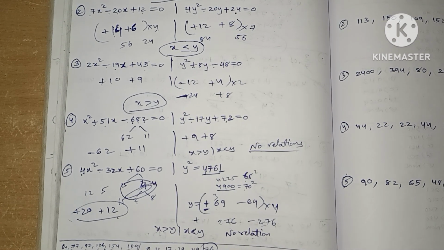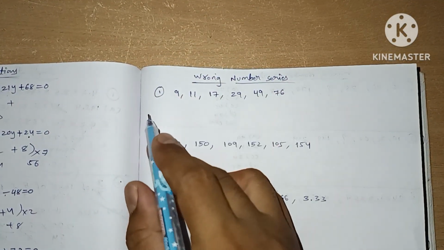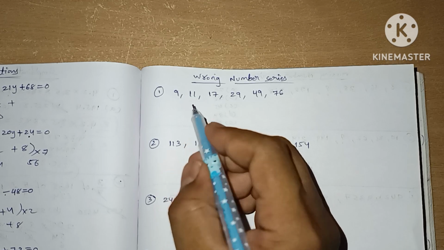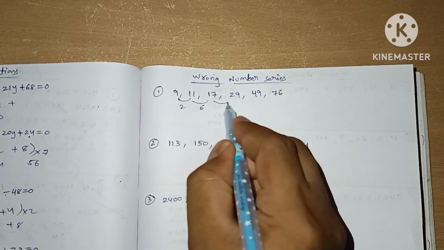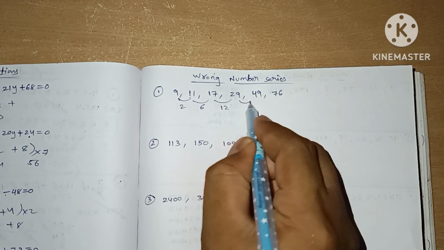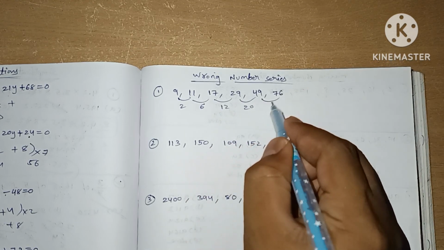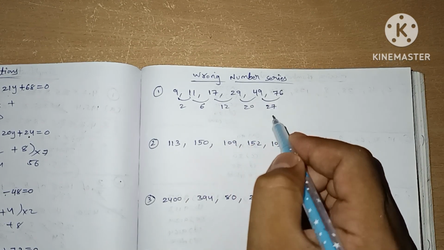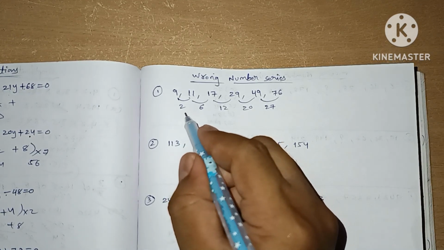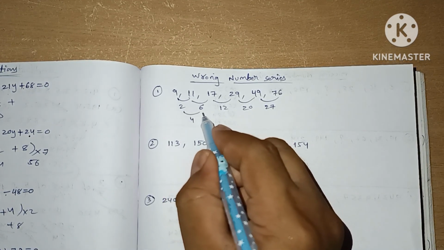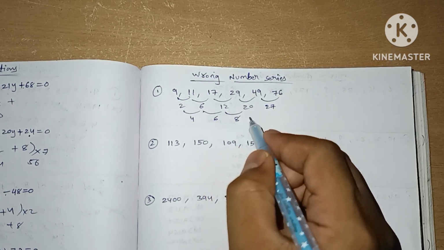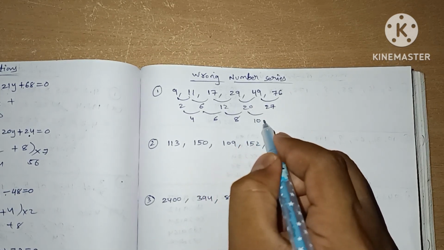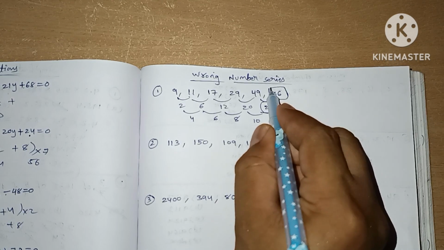Okay. Now we are going to see wrong number series. Wrong number series, first question. Here let's see the differences. Here the difference is 2, 6, 12, 20 and 27. Let's see double differences: 4, 6, 8. So it must be the difference of 10. It is not. So this is our wrong number.